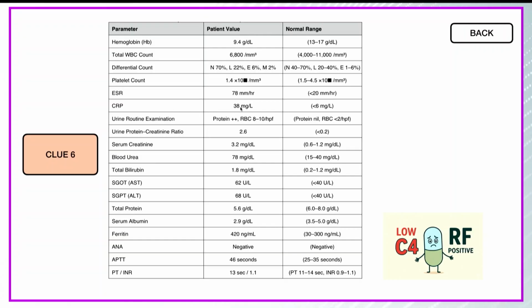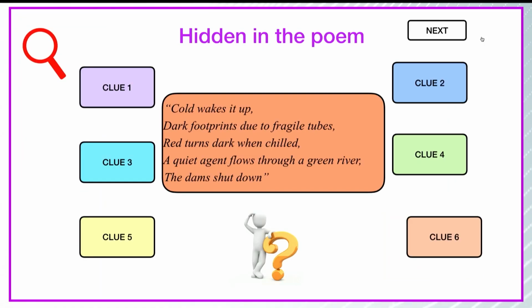Nephritis. Yeah, this is suggestive of acute glomerulonephritis. Anemia is there and low C4 and rheumatoid factor positivity with ANA negative. Thank you, team 4. So you guys get 5,000. Team 5, sorry.